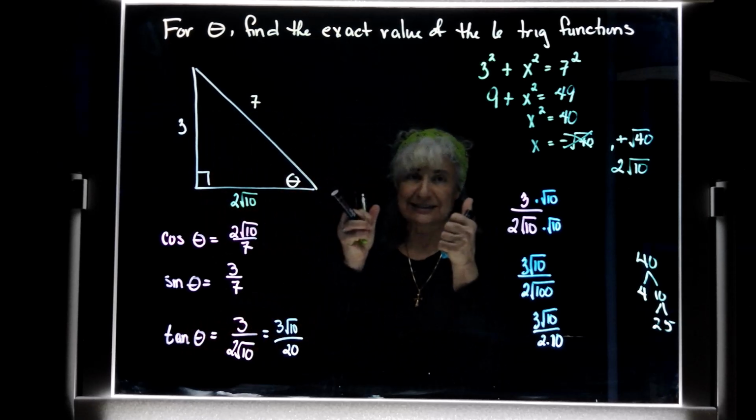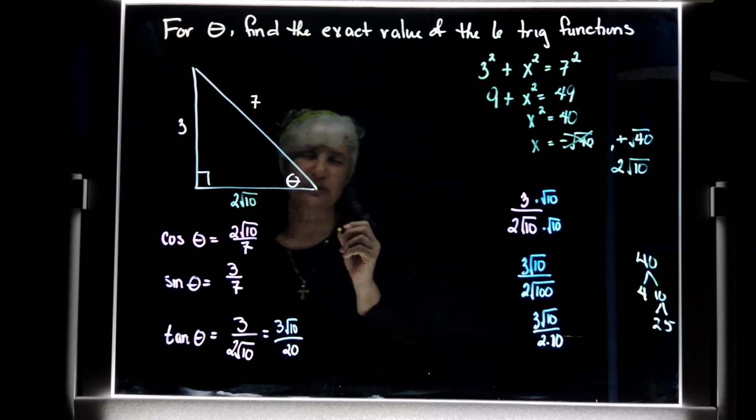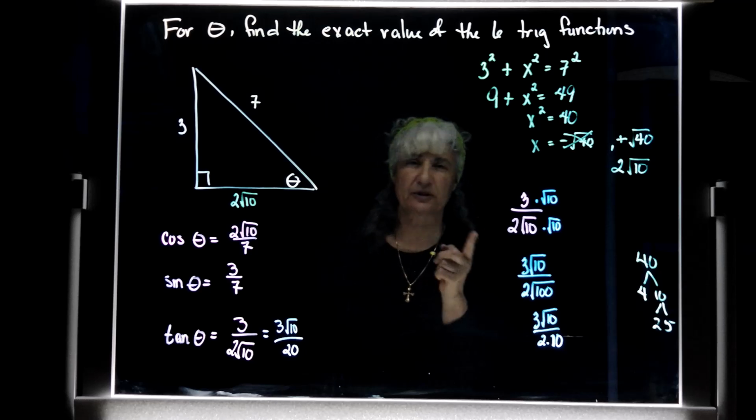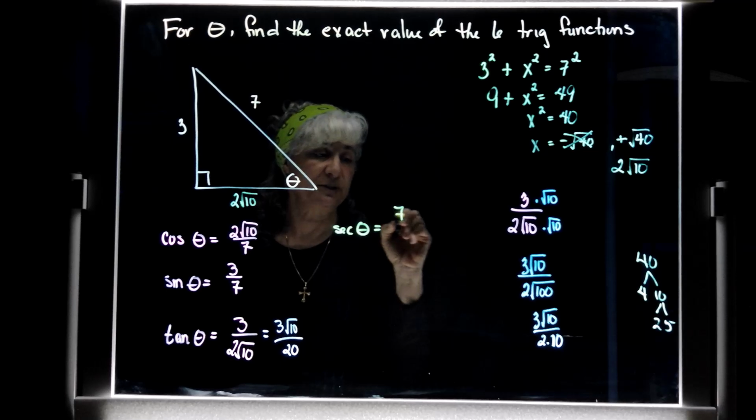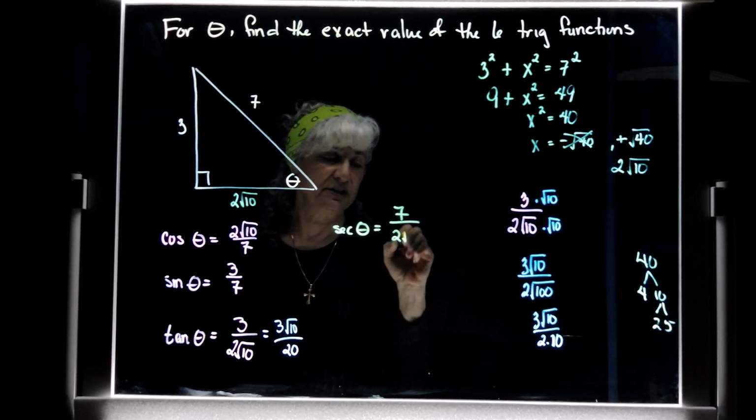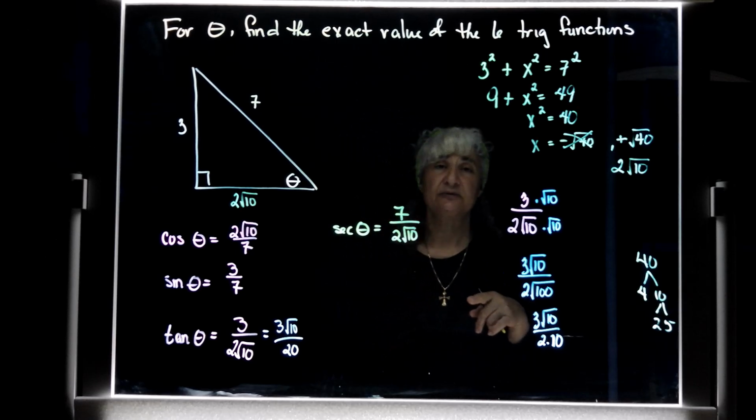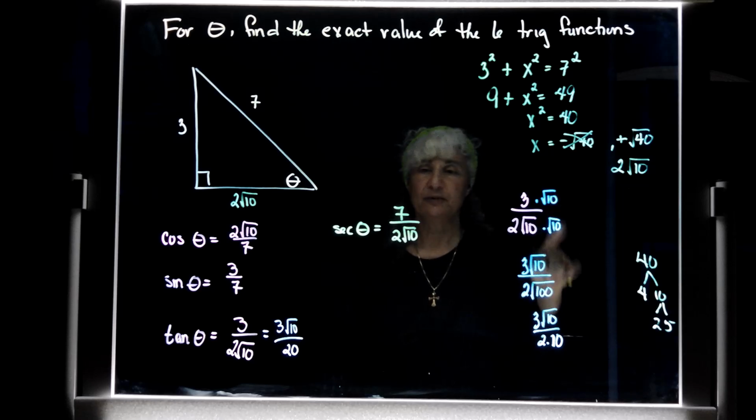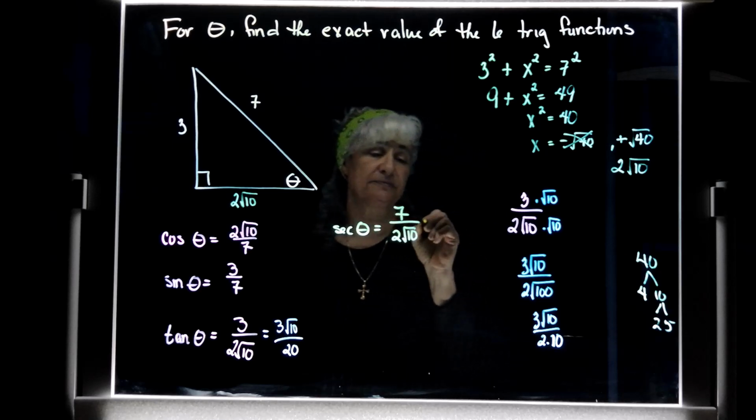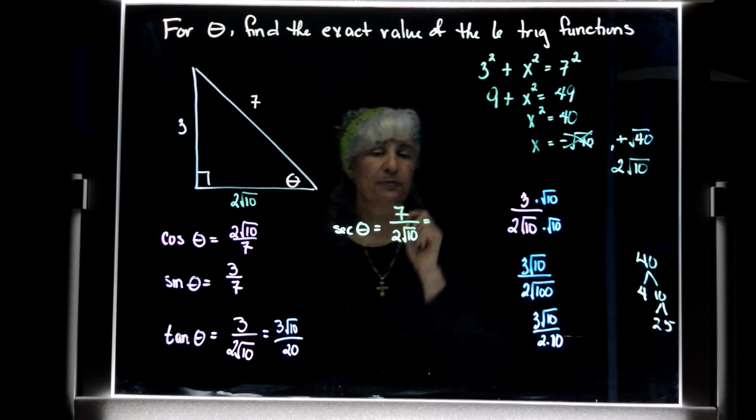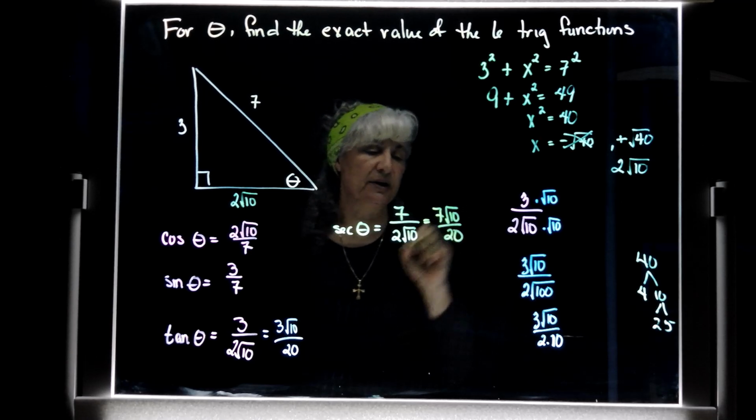Good? Okay. And now I need their reciprocals. So what trig function is a reciprocal of cosine? Secant. So all I have to do is flip this over, right? Oh dear, I got the square root of 10 on the bottom again. Okay, pause the video, multiply top and bottom by the square root of 10, and when you've got it, start the video again, because all I'm going to do is write the answer. Got it? Okay, you're back. This is what I got. 7 square root of 10 over 20.